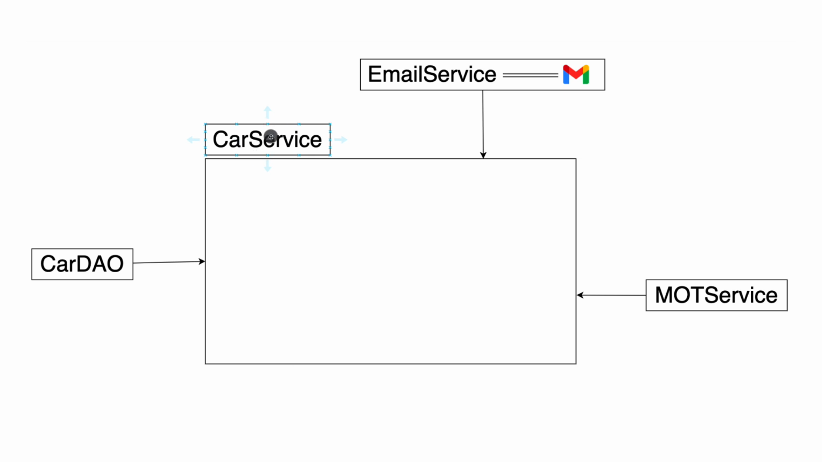So car service needs car DAO, and where is this coming from? Well, we can inject it from somewhere. And the same for MOT service, the same with email service. And later I'll talk to you about the singleton pattern because this will then start to make full sense. But also here, have a look. So email service right here.